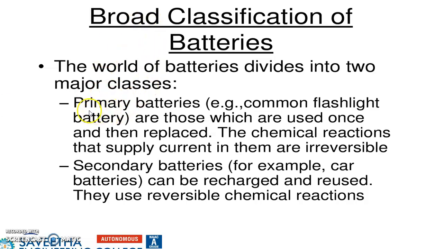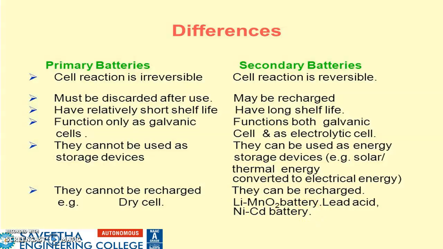As I told you, we have two types of cells: primary batteries and secondary batteries. Primary batteries are irreversible and secondary batteries are reversible. The common flashlight batteries are used once and then replaced. The chemical reactions that supply current in them are irreversible, so they are use and throw. Whereas secondary batteries can be recharged again and again and reused because they use reversible chemical reactions.